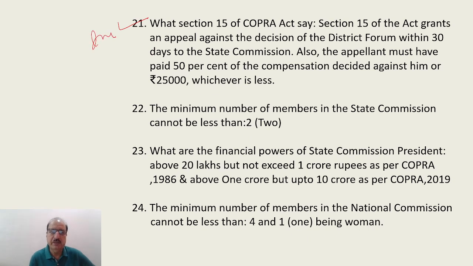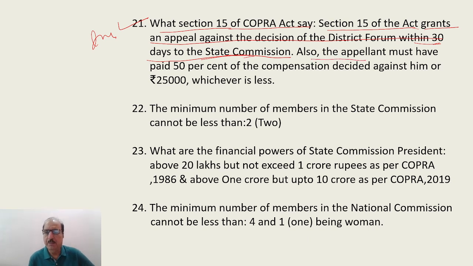This is important. What does Section 15 of the COPRA Act say? Section 15 of COPRA Act kya kehta hai? Section 15 grants an appeal against the decision of the district forum within 30 days to the state commission. If a consumer is not satisfied with the decision of the district forum, he can go to the state commission within 30 days of the order of the district forum. Agar koi consumer satisfied nahi hai district forum ki order se, to wo appeal kar sakta hai state commission mein, within 30 din ke andar of receiving the order.